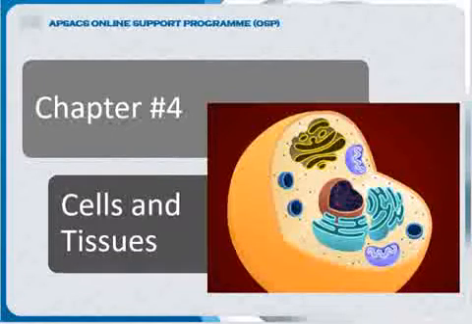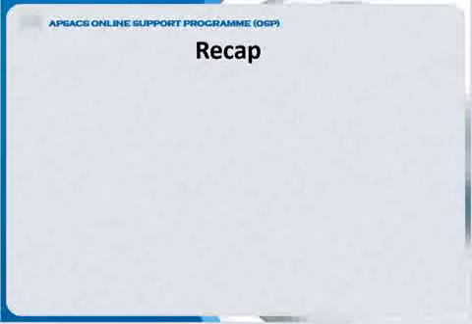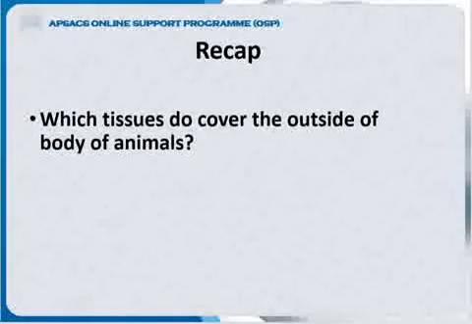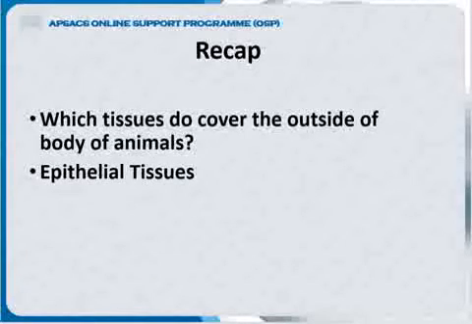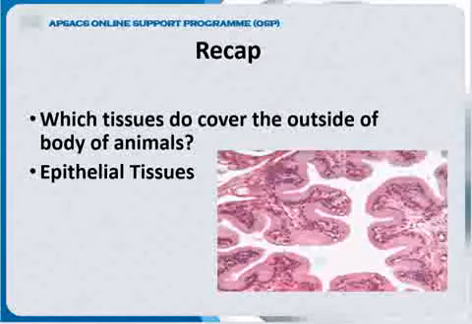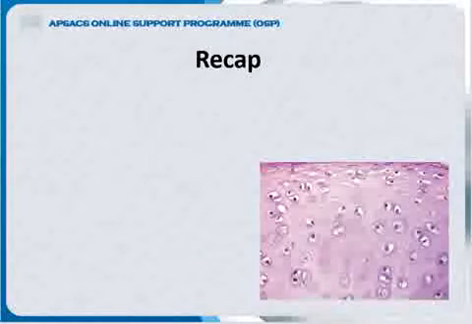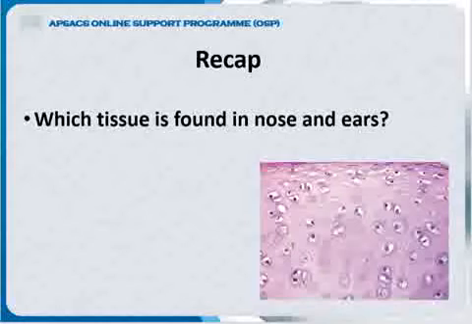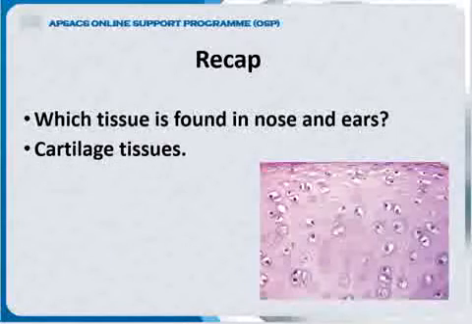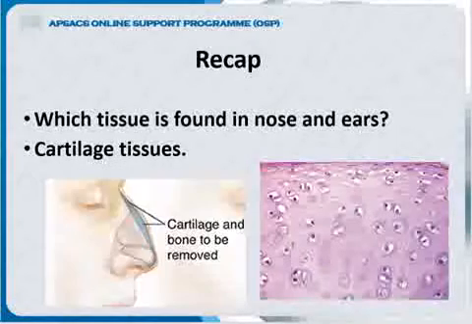As you know, our chapter is Chapter 4, Cells and Tissues. Before starting, let's have a recap. Tell me which tissues cover the outside of the body of animals. Do you remember that? Yes, the answer is epithelial tissues. Second question is, which tissue is found in nose and ear? Yes, recall it. And the answer is cartilage tissue, as you can see in the diagram.